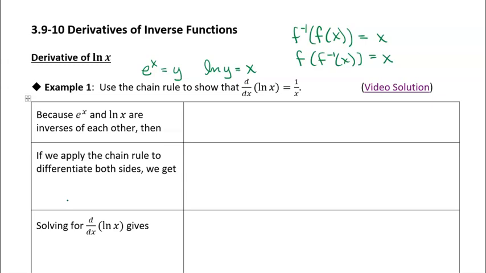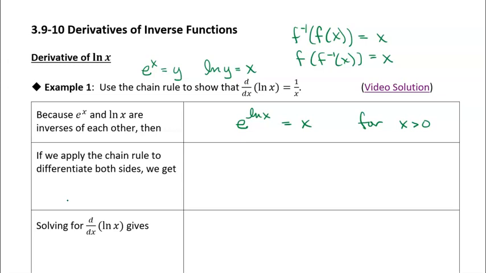So if we take e to the ln of x, then we should get x back out, because we're putting ln of x into the e function. So we're going to use that fact. This is for x greater than 0, because obviously we can't take the log of 0 or a negative number.